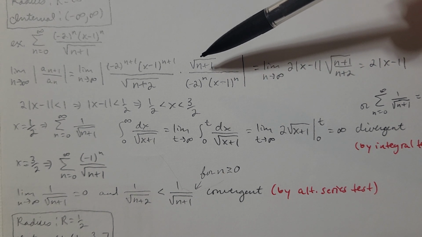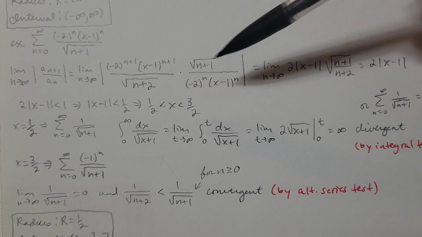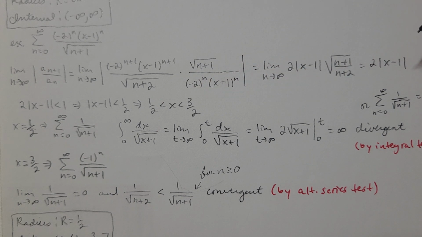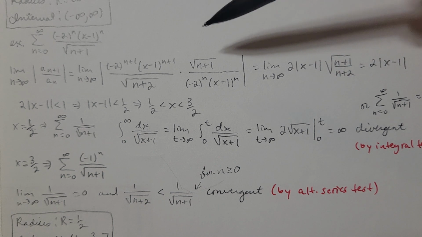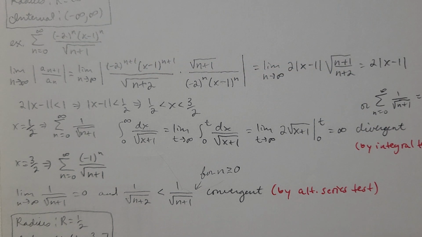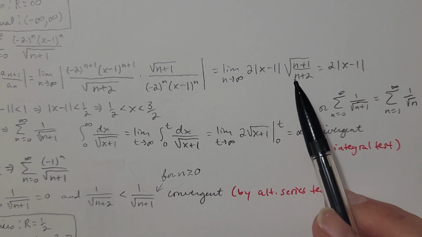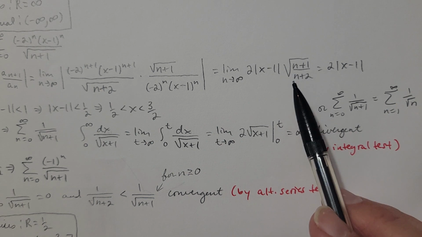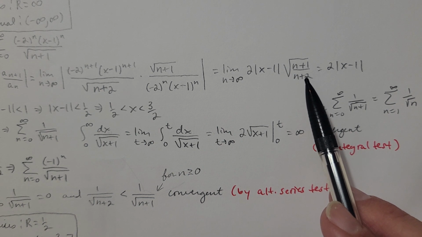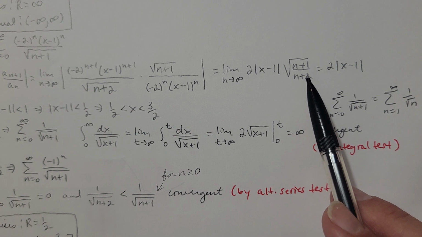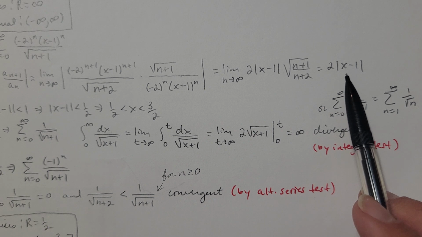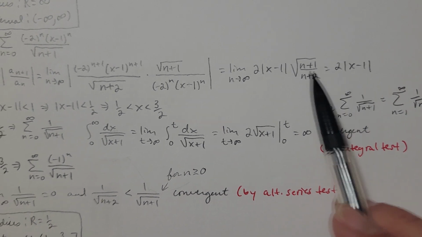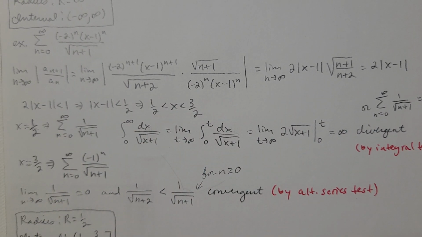And then I'm multiplying this by the square root of n plus 1 divided by the square root of n plus 2. I'm going to go ahead and get a single radical out of that. Now I can lose the absolute value bars around that part because n is already a non-negative number. Okay? The limit as n approaches infinity of the square root of n plus 1 over n plus 2, that'd be 1. Okay? And there's a constant, 2 times the absolute value of x minus 1. That's the value of this limit that I see.